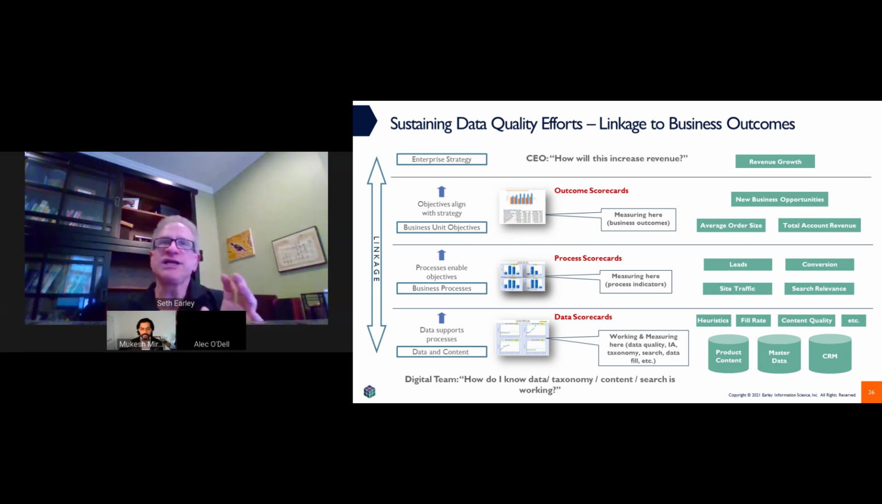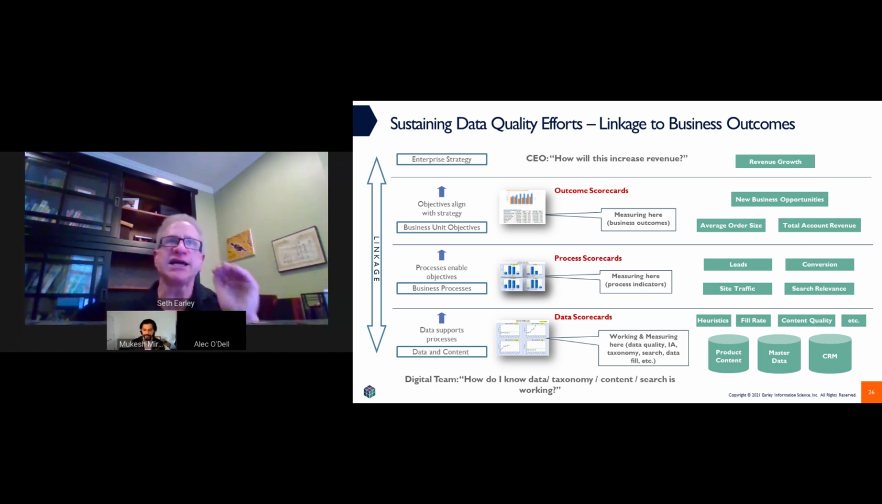And when you start looking at this, people want to know, well, how do I know the taxonomy or the content or search or the data is right? How do we know it's working? Meanwhile, the CEO says, well, how does this increase revenue? And you can't have that direct correlation, but you can have different correlation between the data and content. You can measure there. You can measure with heuristics and fill rates and quality, and there's multiple dimensions around this. When we do a report, it can have 20 different dimensions.